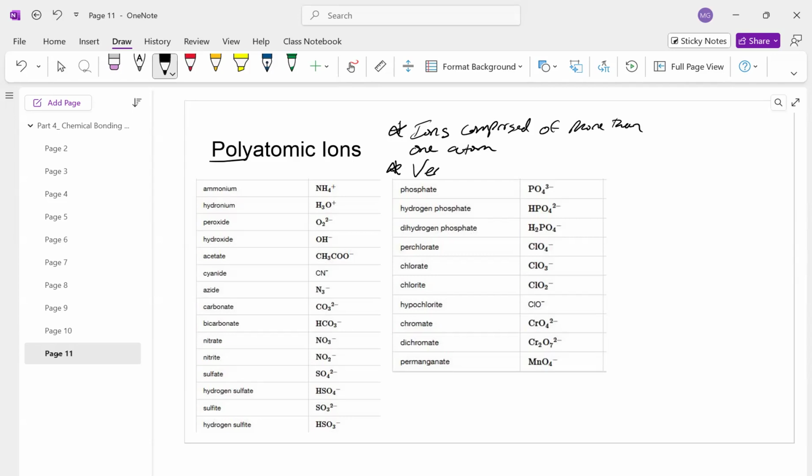Now, these are going to be very common in GChem. And so I need you to memorize these. And what I mean by that is name, formula, and charge. A little bit later, I'm going to add structure to that list.